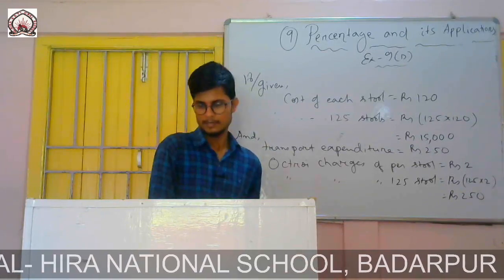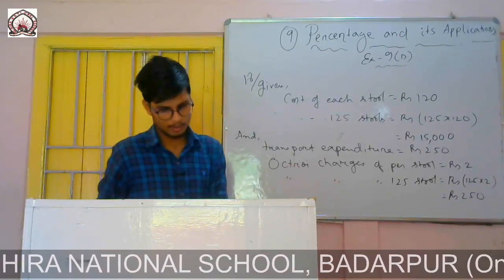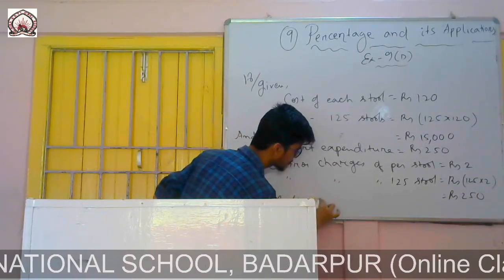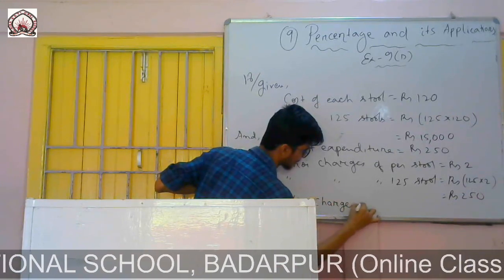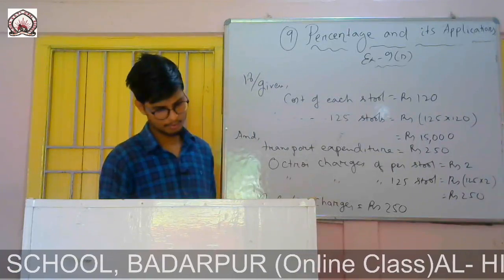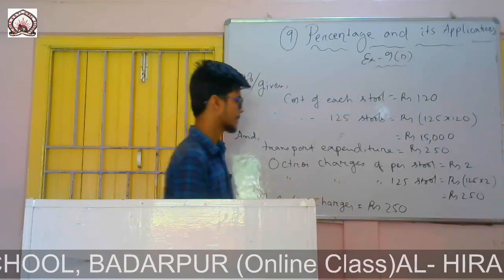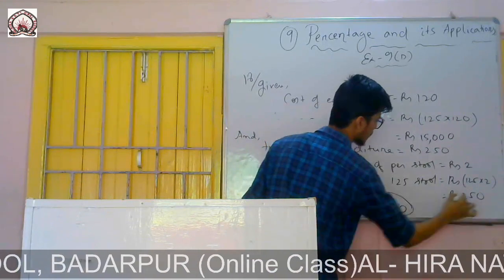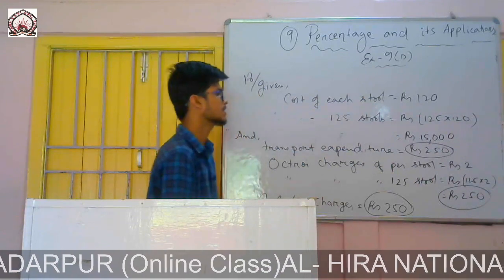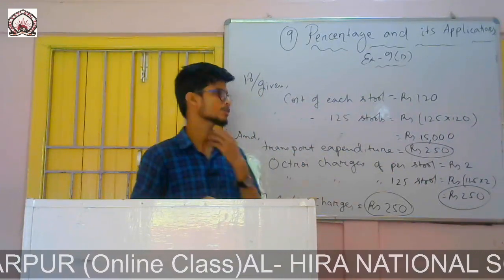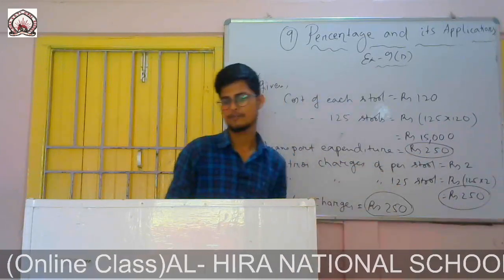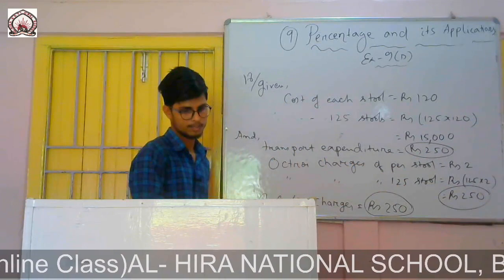Now the coolie charge is also given as rupees 250. So you see, this one is one expenditure, this one is another, and this is the third. These are the three expenditures, and they come with the cost price. So the total cost price will be this one plus 250 plus 250 plus 250. So we'll find the total cost price.